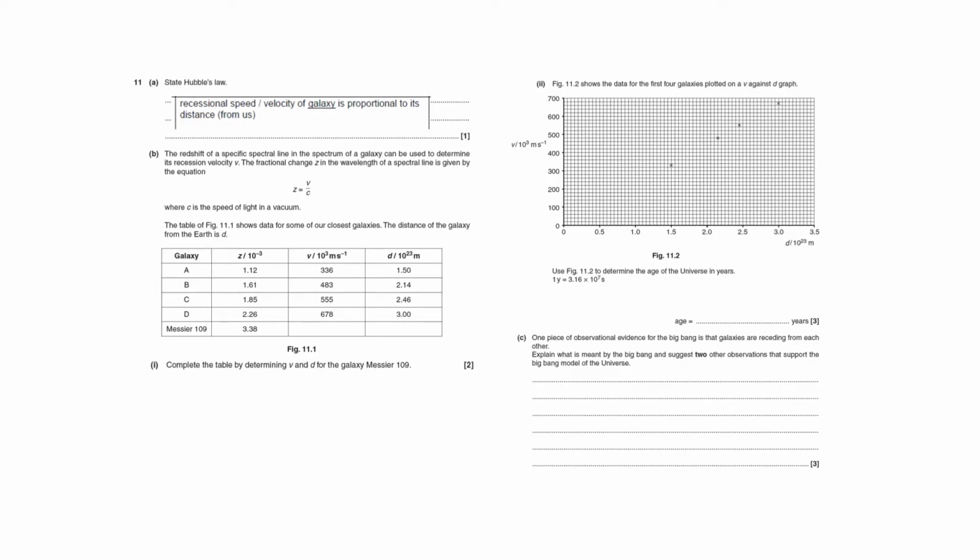So the answer for this one is the recessional speed or velocity of a galaxy is proportional to its distance from us. The idea that v is proportional to d, but you needed to use the word galaxy.